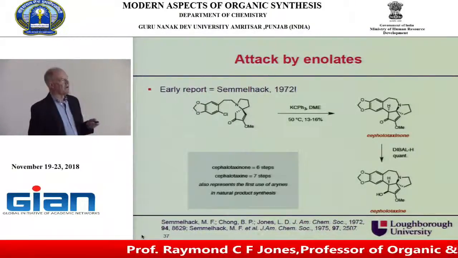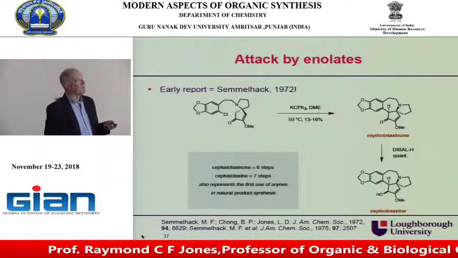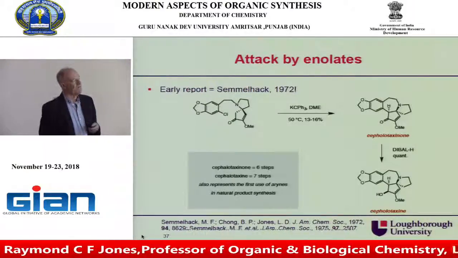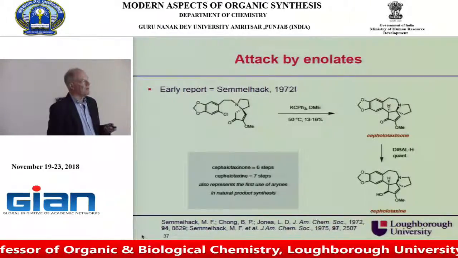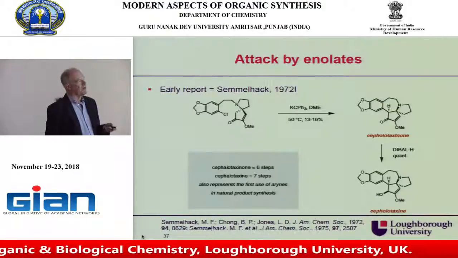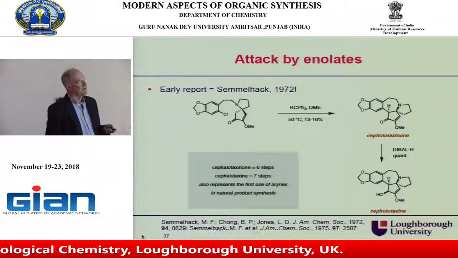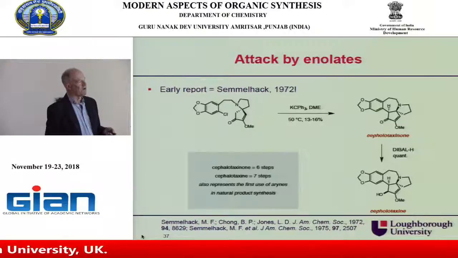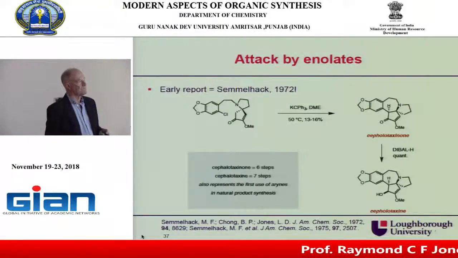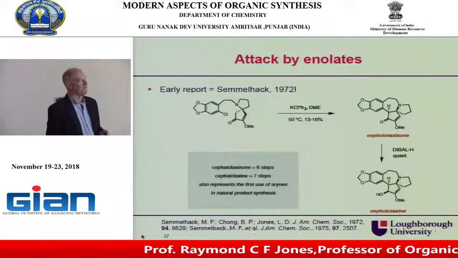Now in that case, the regiochemistry is controlled really by the geometry. It would be very difficult to reach the other position anyway. And that closes this 7-membered ring to make cephalotaxinone, which was then taken through to this natural product alkaloid. In fact, that's a straightforward ketone reduction there.